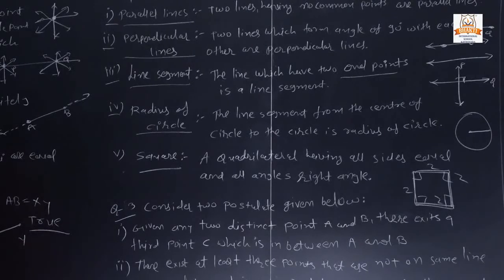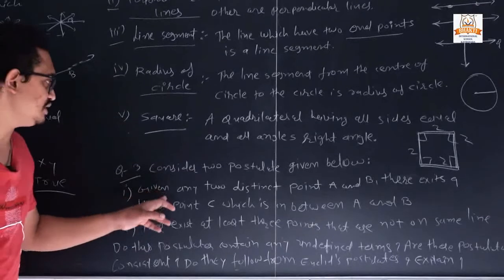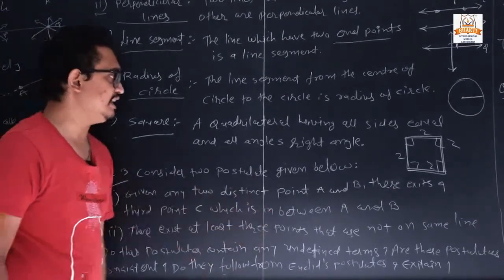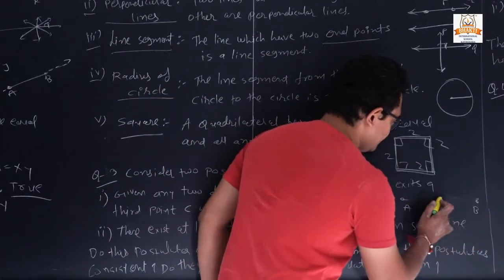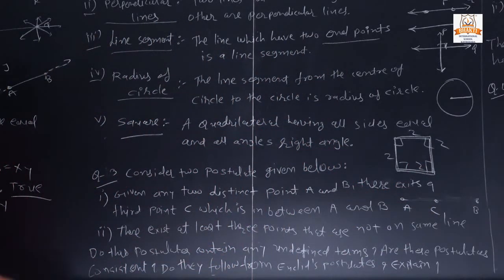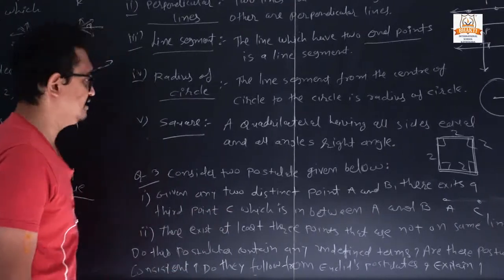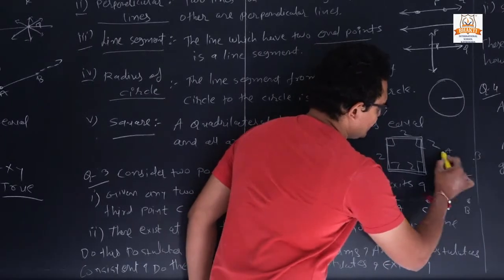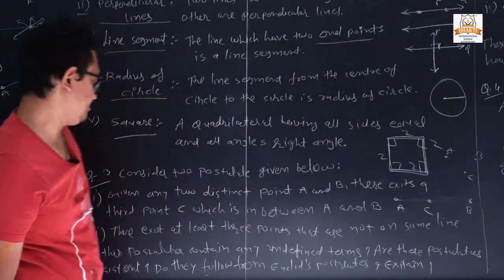Now we are going to our next question, question number 3. Consider the two postulates given below. First, given any two distinct points A and B, there exists a third point C which lies in between A and B. It means what? We have one line with points A and B, and this is C. So it is between A and B. The first situation is clear. Now second, there exist at least 3 points that are not on the same line. So suppose A, B and C are not on the same line. And in the second situation, it is not creating a straight line.